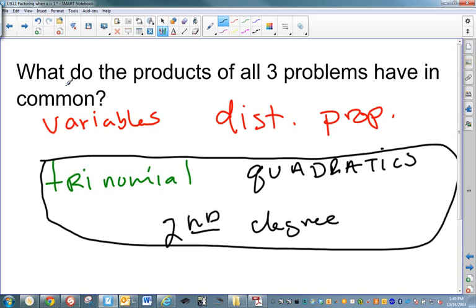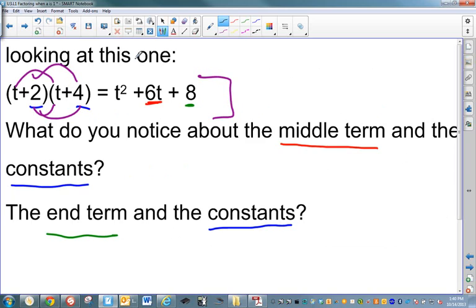Here's what I'd like you to do next. If I have your attention, please. I'd like you to look back at the first one that we did here. And what I'd like to know is, you can discuss this amongst yourselves, what do you notice about the middle term right here, and the constant? And what do you notice about the end term and the constant? Go ahead and talk amongst yourselves.